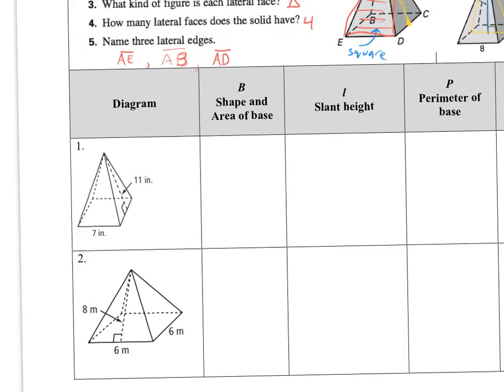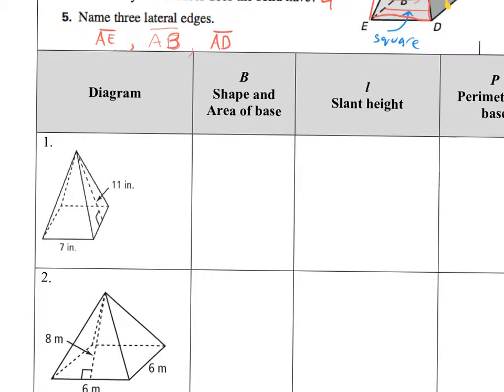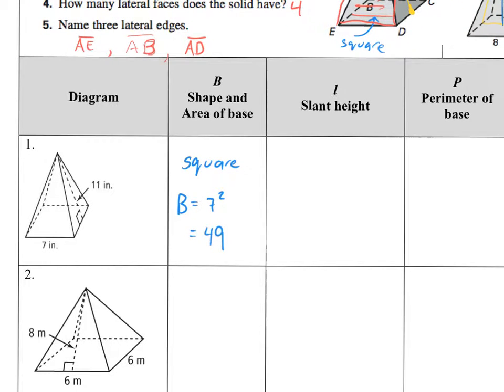So let's look at the very first one here. The shape of the base is going to be a square. And the area, or I'll use the capital B for that, B is going to be 7 squared, which is 49. I'll leave out the units for now until we get to the very end, units being square inches. Now, what's nice is that the slant height is given to me already, so there's no work to be done. It's simply 11.